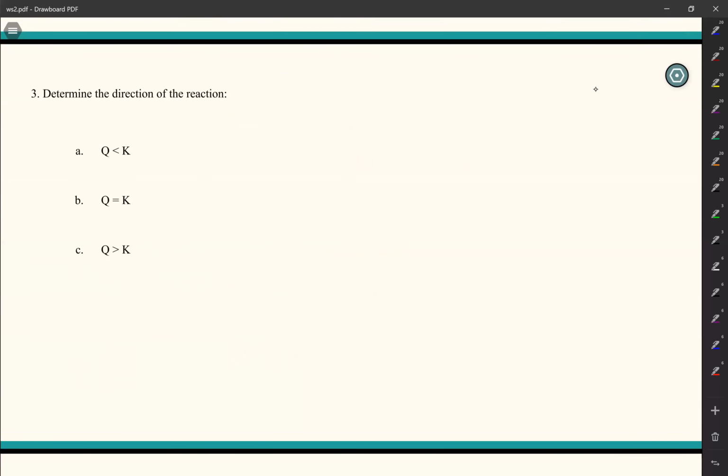So for number 3, we're determining the direction of the reaction. Remember, reaction quotient and K are the same. Q, the reaction quotient, is still, just like K, equal to the products over the reactants.